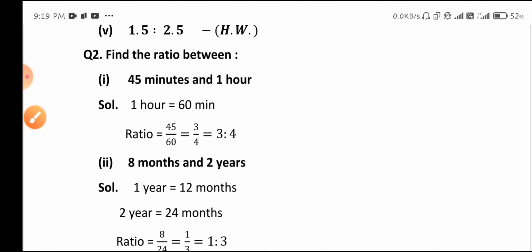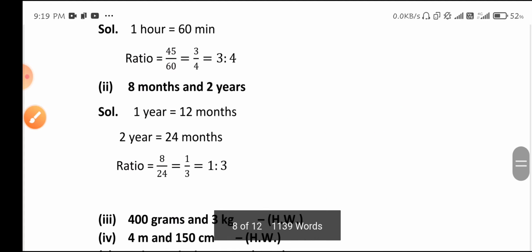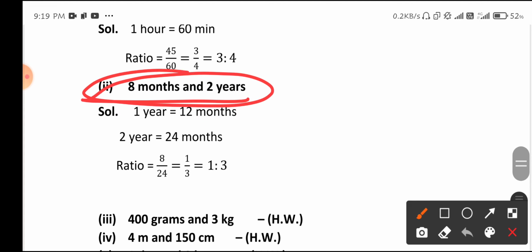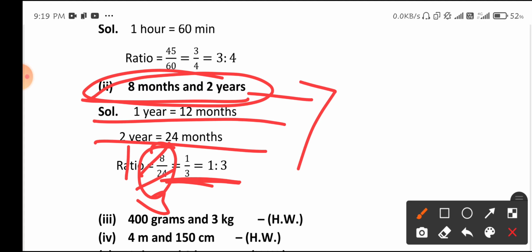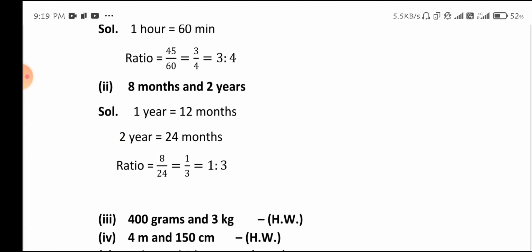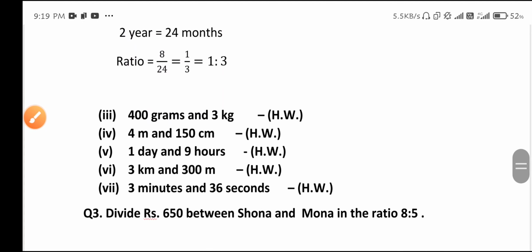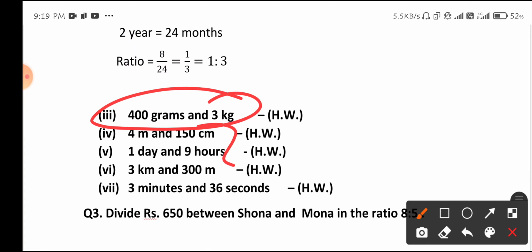Then 8 months 12 years, again they are not in the same unit, so we will change from year to month. We know that 1 year is 12 months, so 2 years will be 24 months. So 8 upon 24, 8 1s are 8, 8 3s are 24. So the answer is 1 ratio 3. And this remaining question also, first of all you have to change into the same unit. After changing into the same unit only you can find the ratio, otherwise your answer will be wrong.